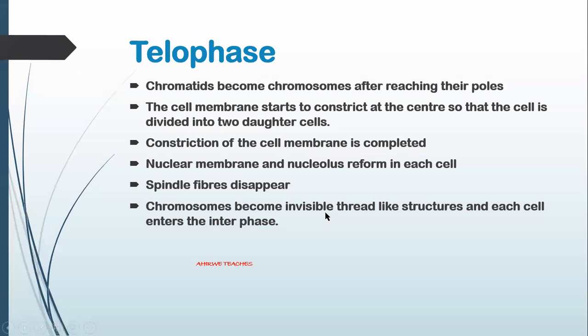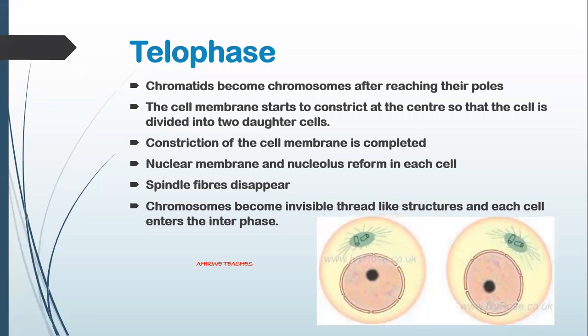Remember, in interphase we started with very thin structures known as chromatin. So the chromosomes that were formed prior to division now shrink again and become invisible, as long, thin structures. When you cannot see them, you can assume that the cell is not dividing, and that's when your new cell is going to join the interphase.